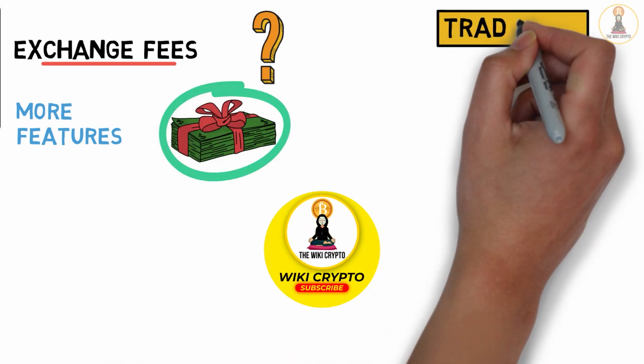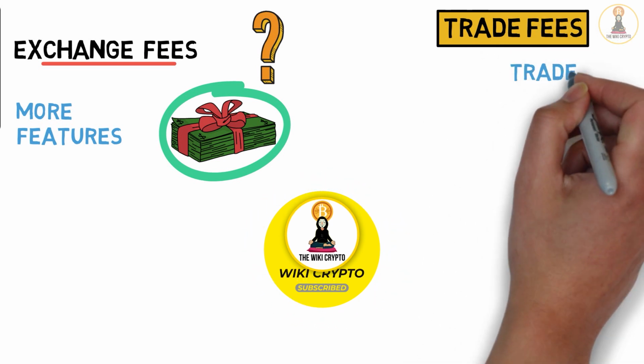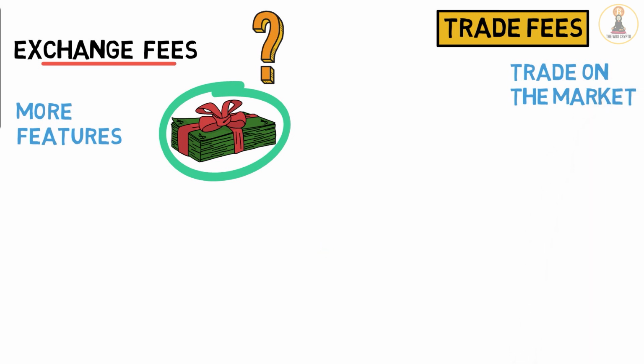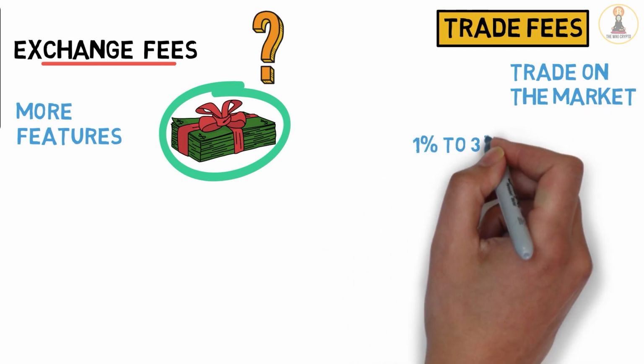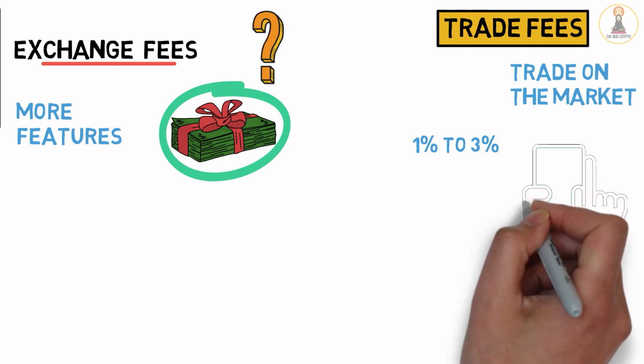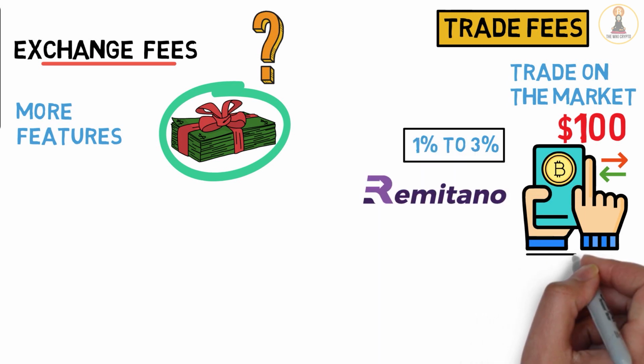Trader fees. This is a fee charged by exchanges whenever traders come to place a trade on the market or to take out someone on a trade. Most exchanges charge between 1% to 3% of the transaction carried out. For example, let's assume you want to trade on Remitano and actual transaction funds are $100. You might be charged $1 to $3 for the whole transaction.